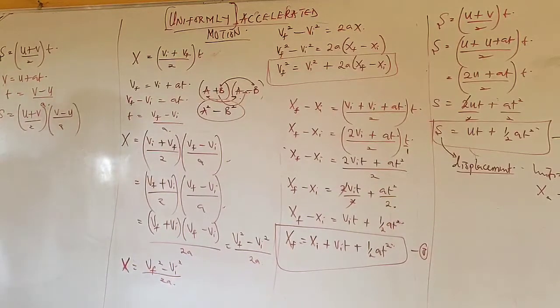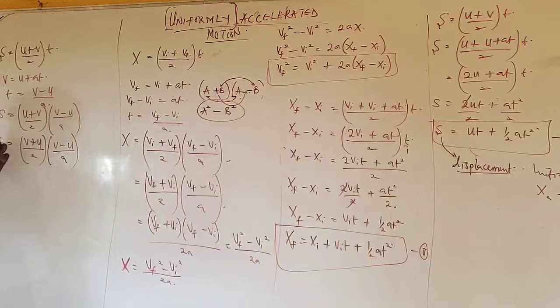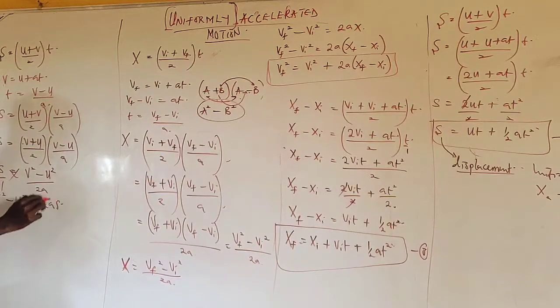So from here, you can easily write this as v plus u, because it's addition, all over 2, the same way, then v minus u all over a. I'll be having s, and my s will be equal to (v square minus u square) over 2a. Then cross multiply, I'll be having v square minus u square equals 2as. Then my v square will be equal to u square plus 2as.